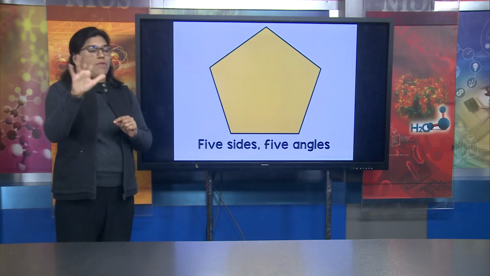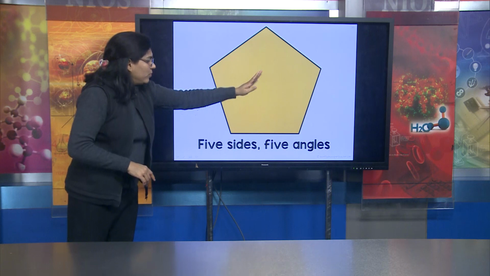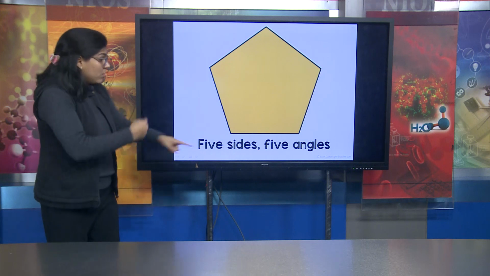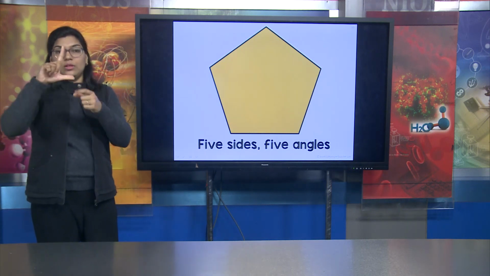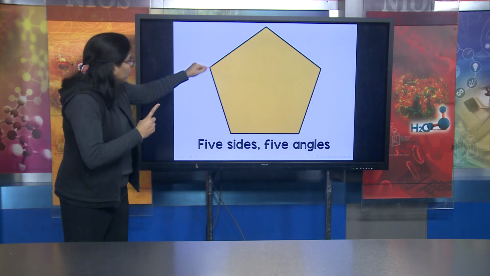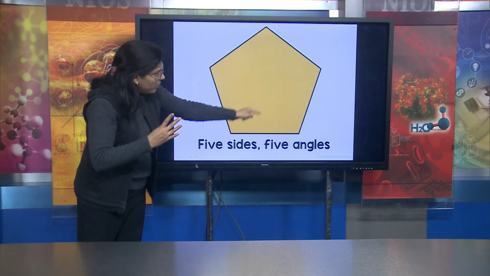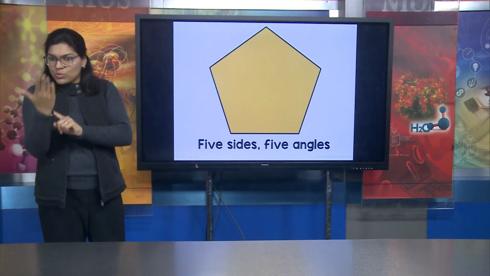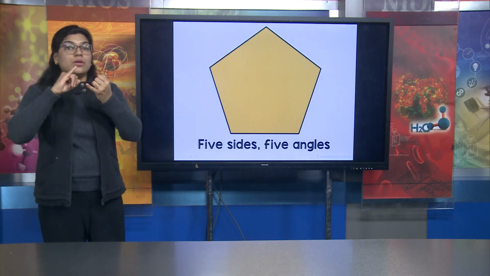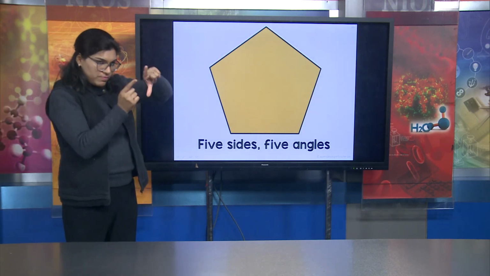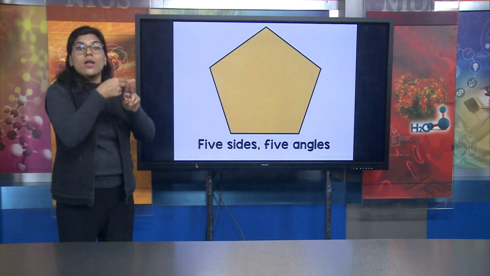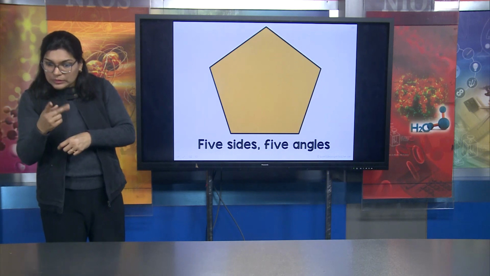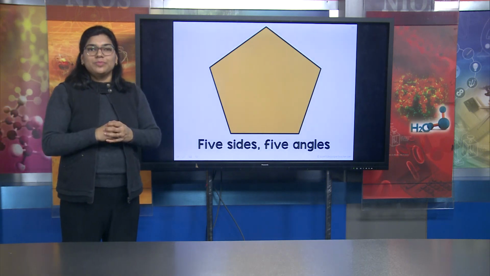Now it has one more line. See, it has 5 lines. 1, 2, 3, 4, 5. So this image has 5 sides and 5 angles. Angles we know, this is the first angle, this is the second angle, third angle, fourth angle, fifth angle. So in any figure, if you see there are 5 sides, then that image would be called by its own name, pentagon.